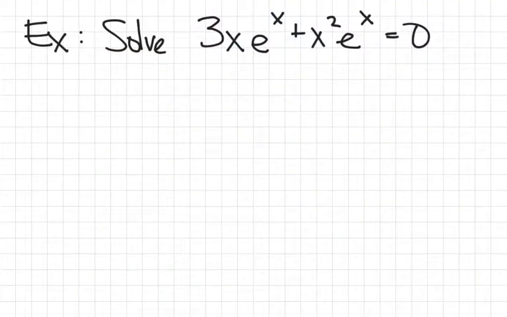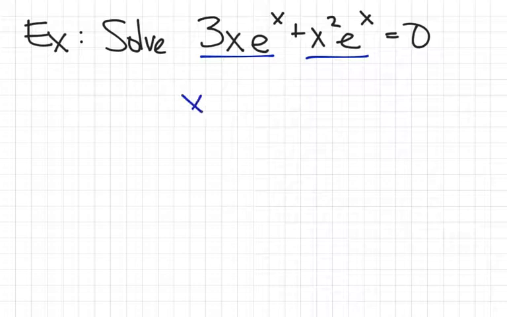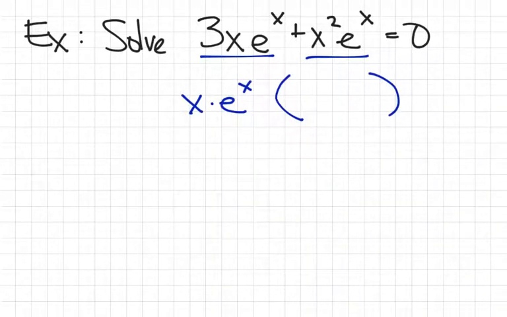Sometimes we're given an equation where we have to factor things out first, like a greatest common factor. In order to solve 3x e to the x plus x squared e to the x equals 0, I want you to notice that both terms share an x and they share an e to the x. So I'm going to factor both of those out. I'm left with 3 plus x.